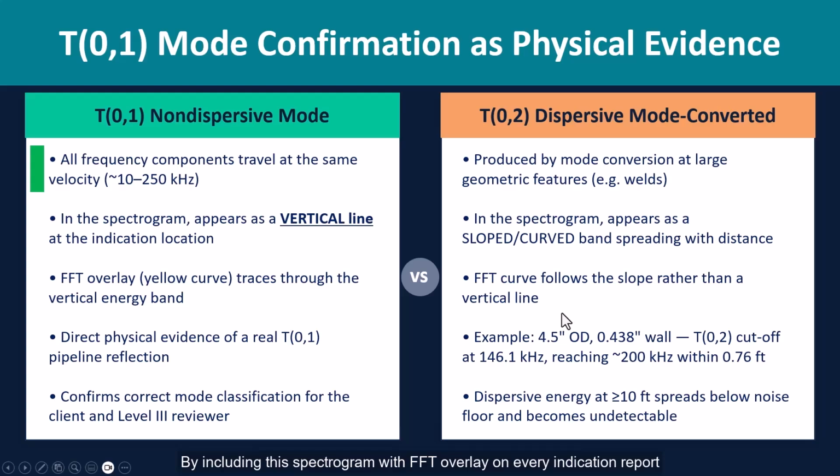By including this spectrogram with the FFT overlay on every indication report page, GIM version 7 gives the client, the approving examiner, and any further reviewer direct access to this mode classification evidence, not just to the written statement that the mode was confirmed.